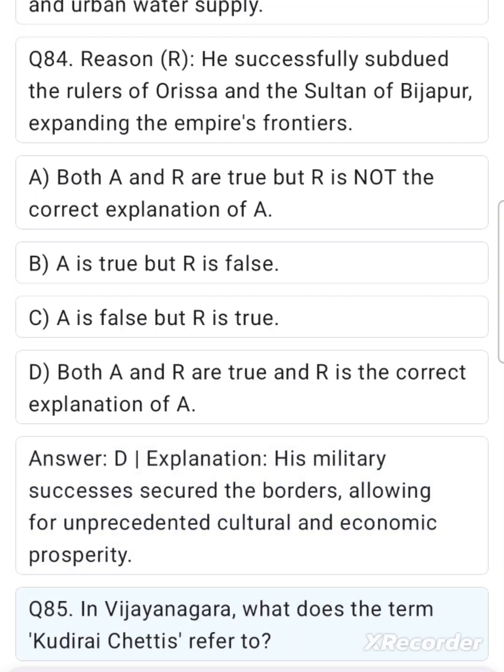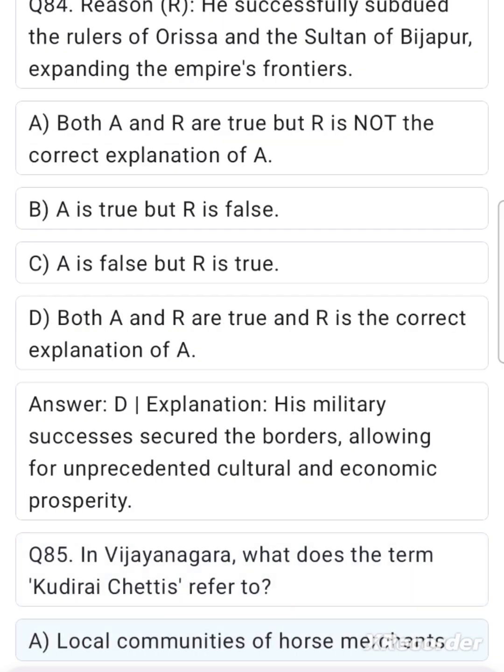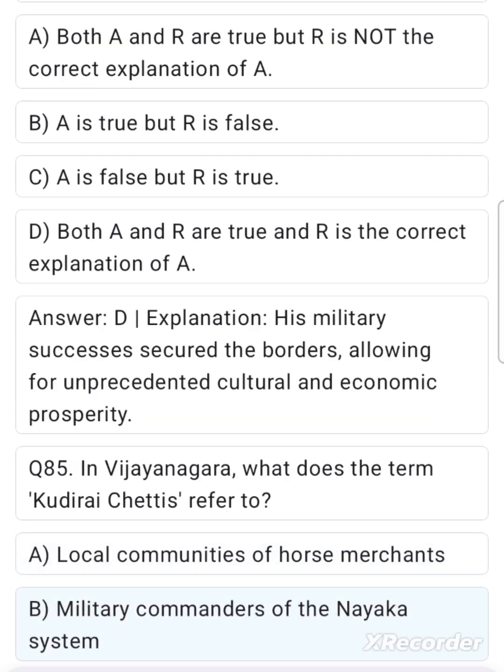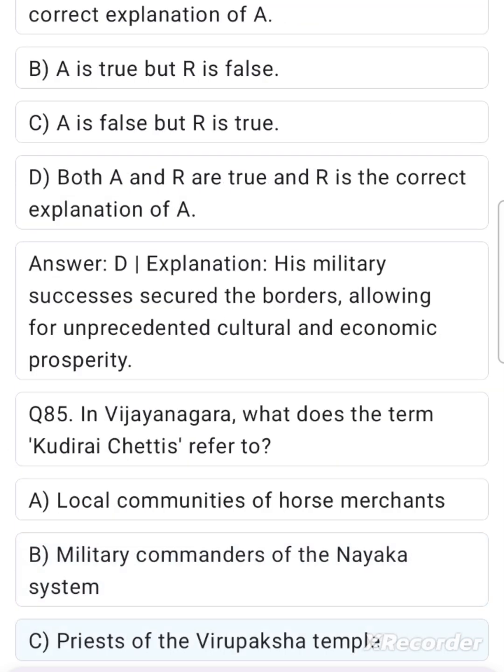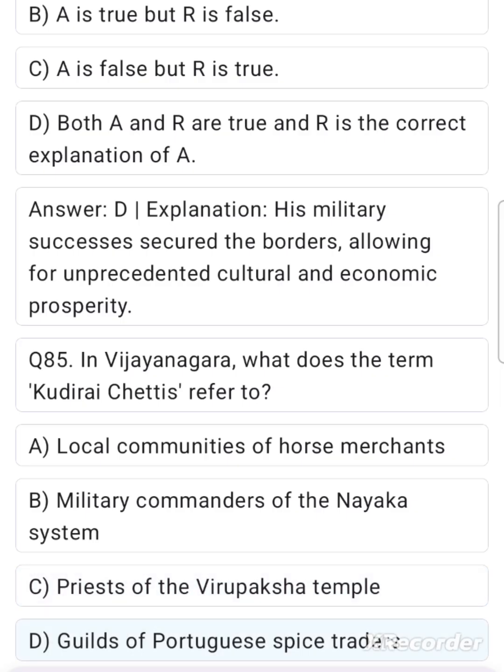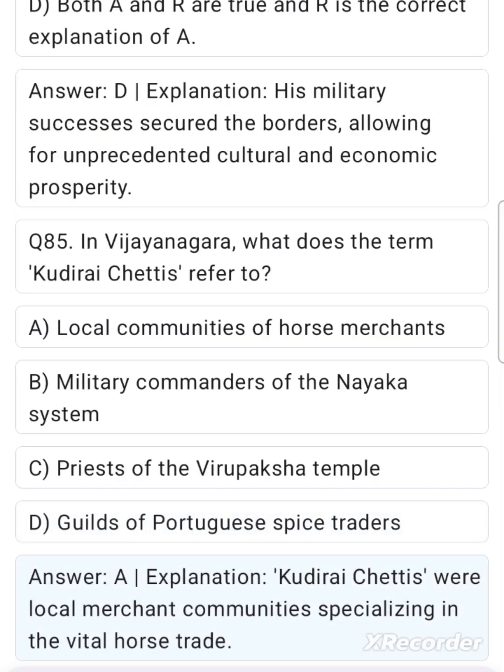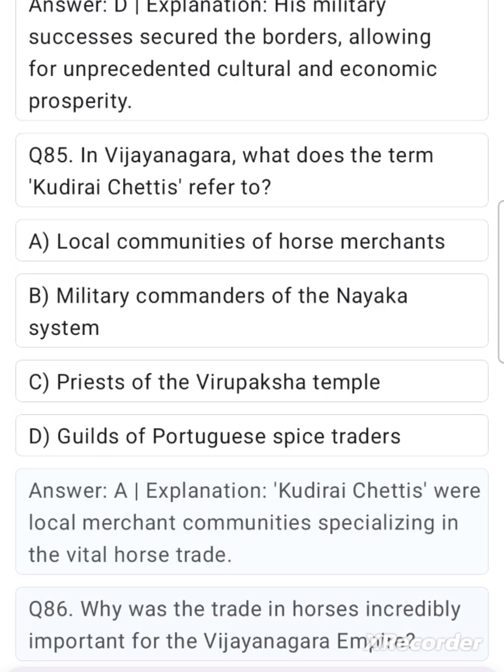Q85. In Vijayanagara, what does the term Kudirai Chettis refer to? A. Local communities of horse merchants. B. Military commanders of the Nayaka system. C. Priests of the Virupaksha temple. D. Guilds of Portuguese spice traders. Answer. A. Explanation. Kudirai Chettis were local merchant communities specializing in the vital horse trade.